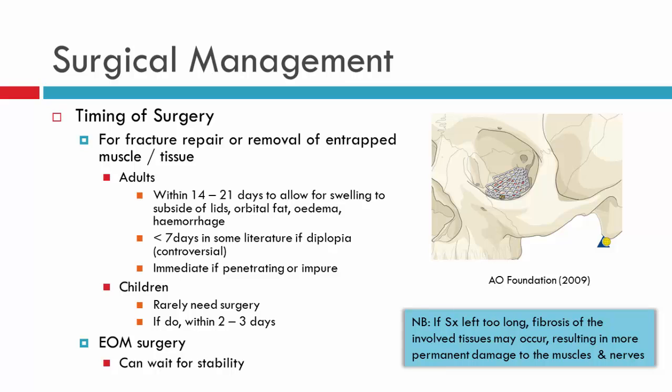So when should surgery be performed? I've mentioned early surgery. What's early surgery? Early surgery is performing surgery within the first few weeks of trauma, or within 14 to 21 days of trauma. If you wait for 14 to 21 days to operate, your findings are a little bit more accurate in the sense that swelling has subsided and the forced duction test, for instance, is more reliable.